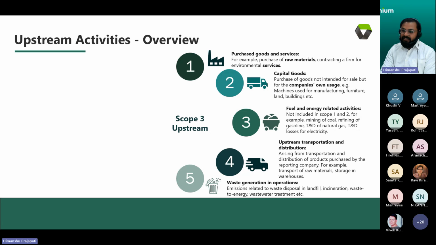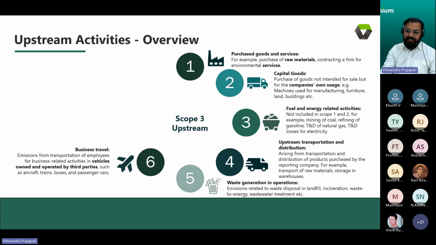Thereafter, there is the waste generation and operation. So all the emissions related to disposal in landfill or incineration or waste to energy or wastewater treatment, etc. It's very important to understand what waste generation and operation is, because sometimes people confuse it with processing of the waste. For an example, if somebody else is doing this activity for me and I'm not doing it myself, then it will be considered as scope 3 emissions upstream, right? So emissions related to waste disposal is part of this particular category.